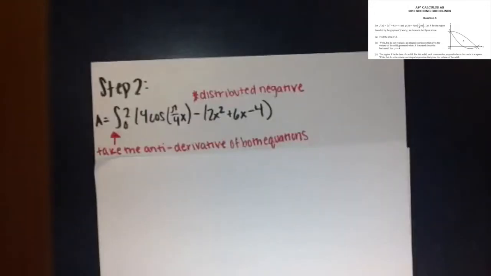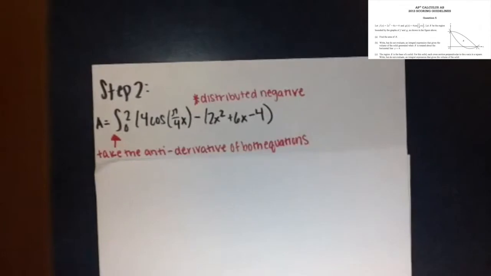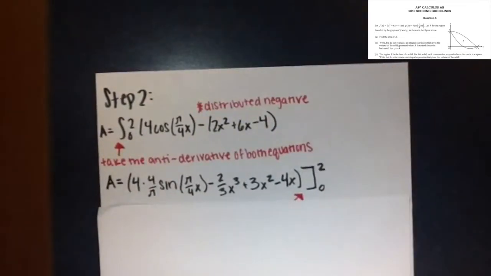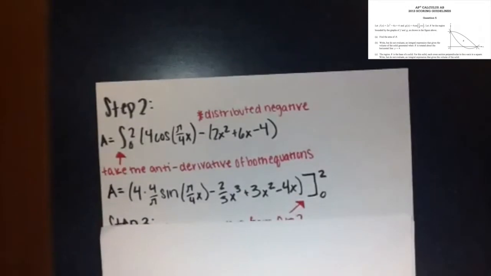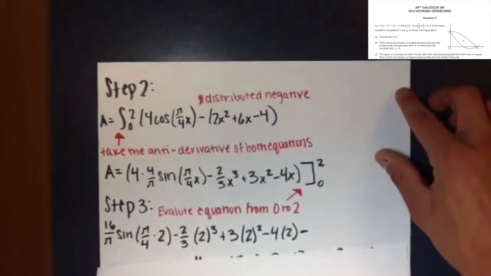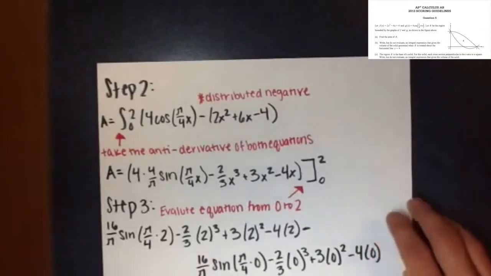In the second step, all we did was distribute the negative, and then next we have to take the antiderivative of both equations to find the area. So the antiderivative is area equals 4 times 4 over pi sine of pi over 4x minus 2/3 x to the third plus 3x squared minus 4x. And we are going to evaluate that integral from 0 to 2 because that is where they intersect. So we plug in 2 and then 0.